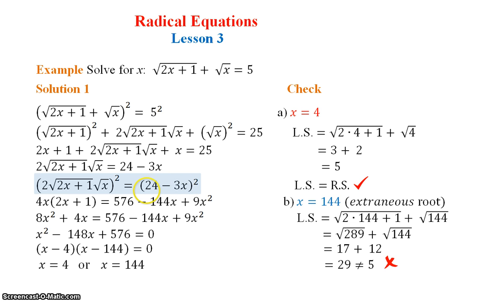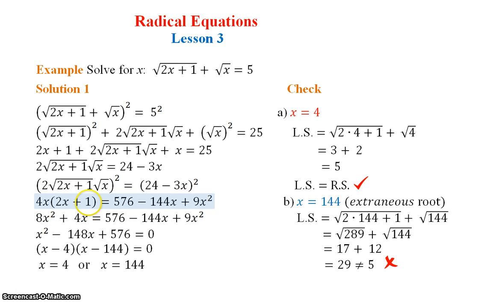To square the binomial 24 minus 3x, we apply the formula square of difference. Square of difference of two terms. The first term is 24, the second term is 3x. Square of difference equals square of the first term, 24 squared is 576, minus twice product of the terms. Product of the terms 24 and 3x is 72x, and twice product of the terms is 144x. Second term 3x, its square is 9x squared.